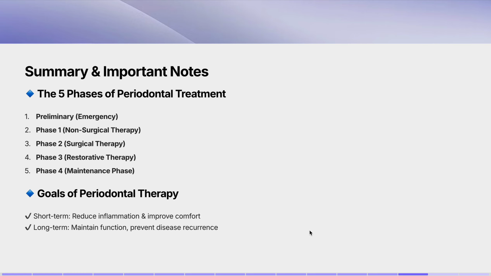And for the summary, we know that periodontal treatment includes 5 phases or 5 steps: preliminary emergency step, phase 1 non-surgical therapy, phase 2 surgical therapy, phase 3 restorative therapy, and phase 4 maintenance of oral hygiene. Goals of periodontal therapy: short term, reduce inflammation and improve comfort; long term, maintain function and prevent disease recurrence, to prevent the disease from coming back or minimize it at least.